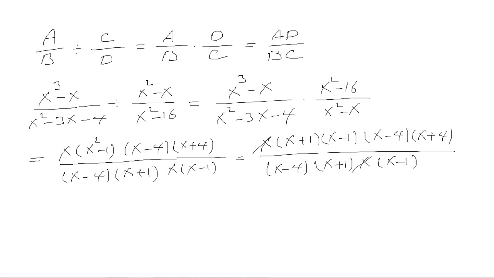For example, this x cancels this x, x plus 1 cancels x plus 1, x minus 1 cancels x minus 1, x minus 4 cancels x minus 4, and I am left with just x plus 4. This is actually x plus 4 over 1, because as you cancel these, you have to replace them with 1. So the denominator is 1, but the denominator of 1 is always implied, so I don't need to write that. Okay.